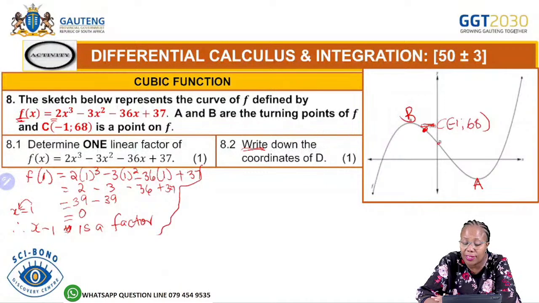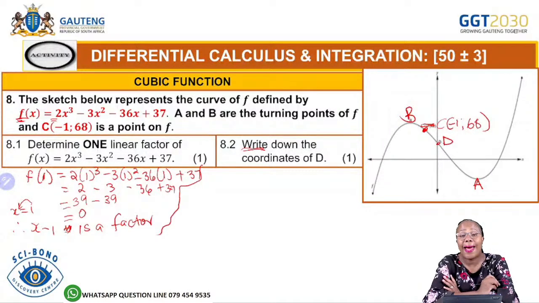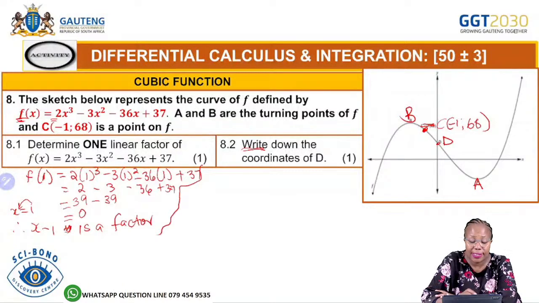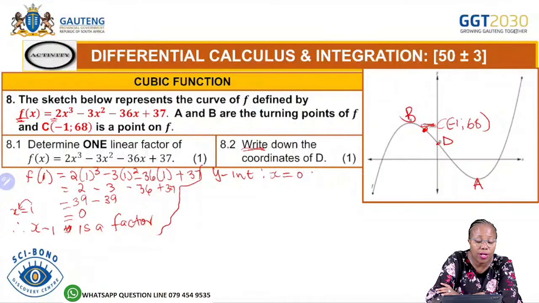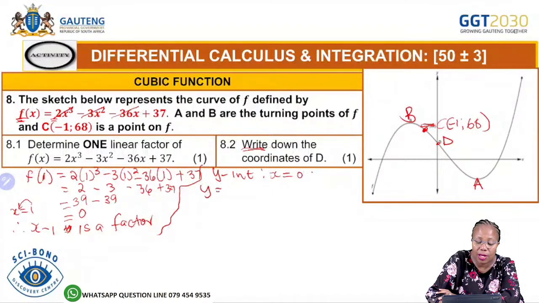If you look at D there, D is the y-intercept of that cubic function. So to find the y-intercept, you let x equal to 0. If we put 0 there, 2x cubed will be 0. Minus 3x, we put 0 there, it will be 0. Minus 36, we put 0 into x, it will be 0. Can you see you are left with only 37? Therefore, the y value will be y equals 37.